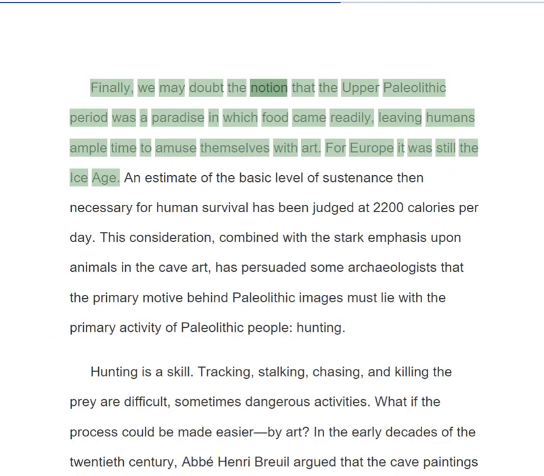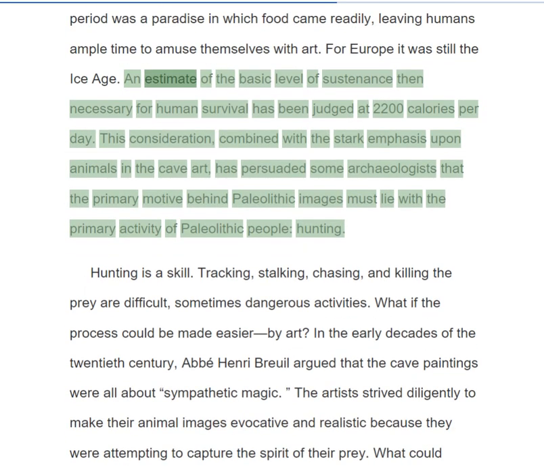Finally, we may doubt the notion that the Upper Paleolithic period was a paradise in which food came readily, leaving humans ample time to amuse themselves with art. For Europe, it was still the Ice Age. An estimate of the basic level of sustenance then necessary for human survival has been judged at 2,200 calories per day. This consideration, combined with the stark emphasis upon animals in the cave art, has persuaded some archaeologists that the primary motive behind Paleolithic images must lie with the primary activity of Paleolithic people, hunting.